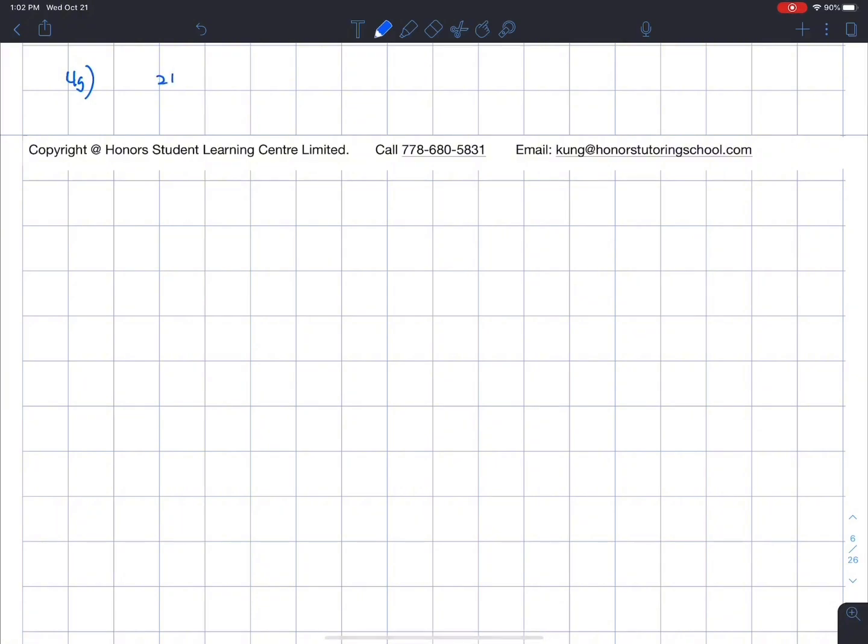For G, 21, 28, and 49. So we can divide all of them by 7. And that's it. So the lowest common multiple is 7 times 3 times 4 times 7. So I stop because I can't divide at least 2 of the numbers by the same number. That's why I stopped dividing. And then I will just multiply them. So 7 times 3 times 4 times 7, we get 588.